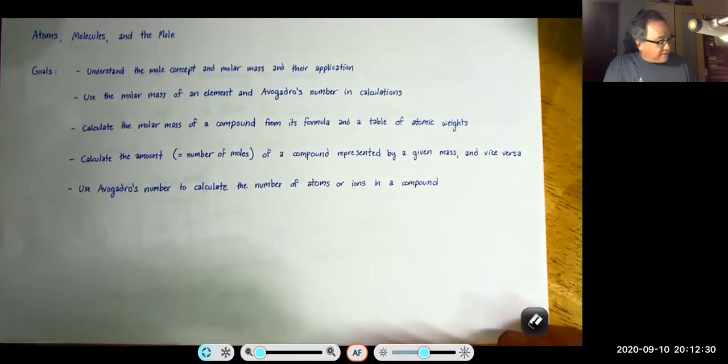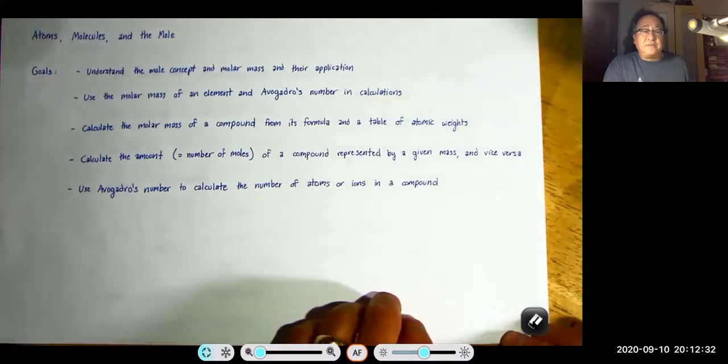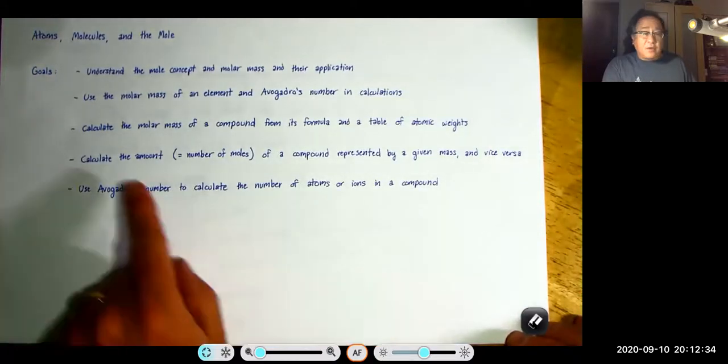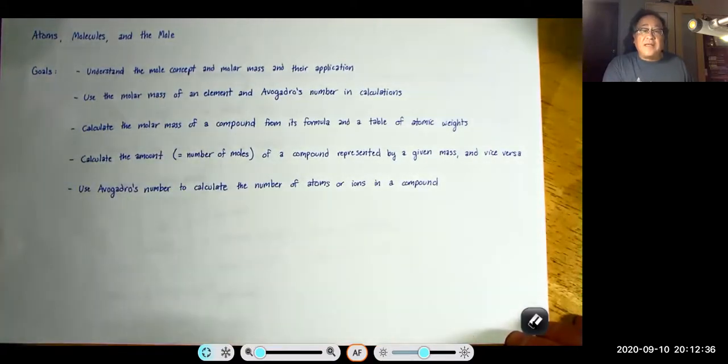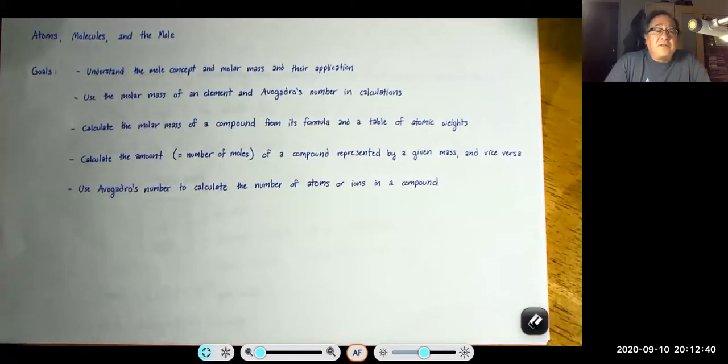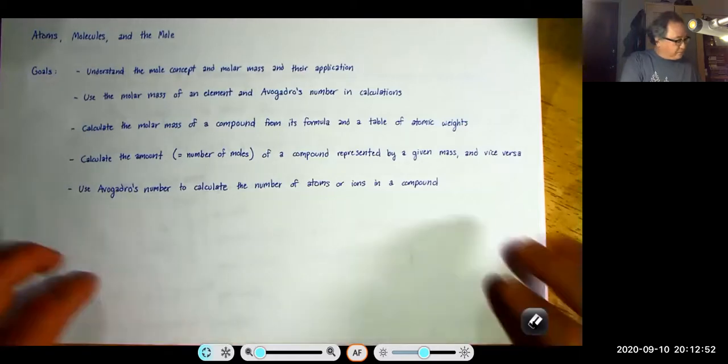Use the molar mass of an element and Avogadro's number in calculations. Calculate the molar mass of a compound from its formula and a table of atomic weights. Calculate the amount, number of moles of a compound or an element represented by a given mass and vice versa. And use Avogadro's number to calculate the number of atoms or ions in a compound. So let's take a look at what we've got here.